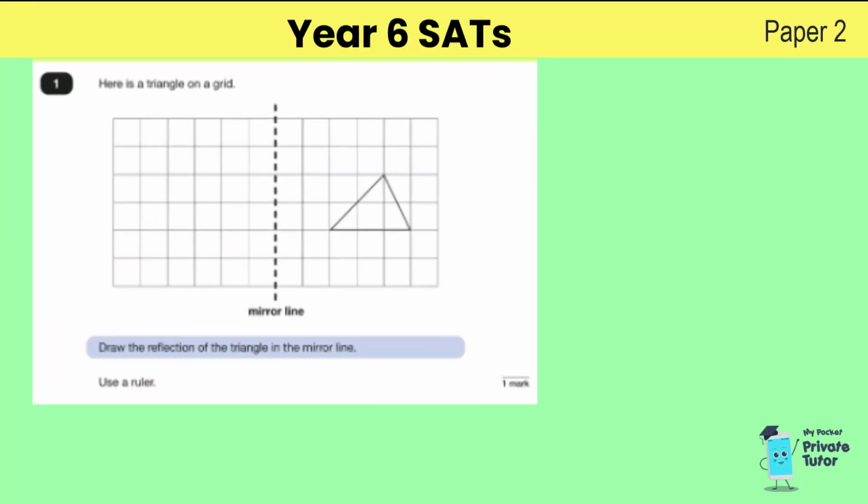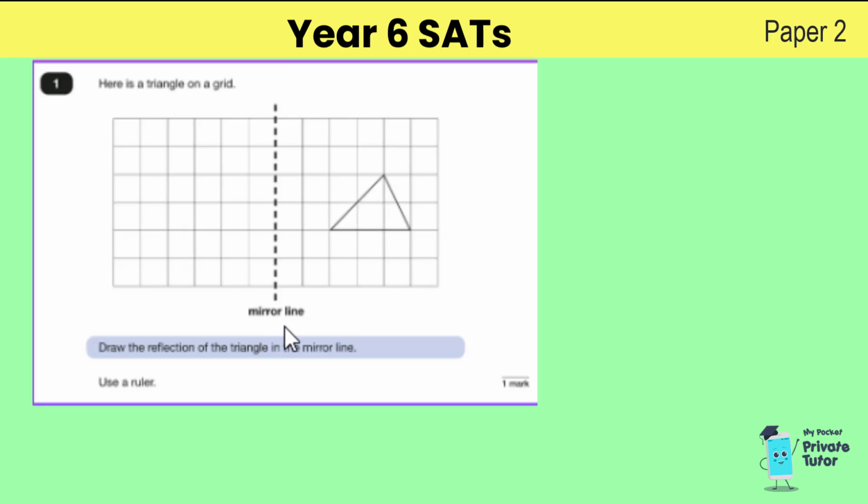Question 1, here is a triangle on a grid. You can see we have the image of a triangle, we have a grid, and you can see in the middle there's a dotted line which is labelled a mirror line. The question is, draw the reflection of the triangle in the mirror line.